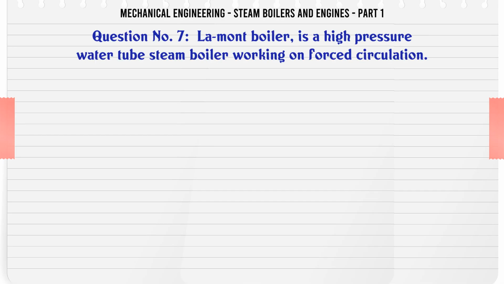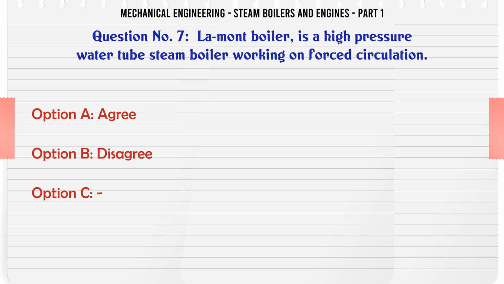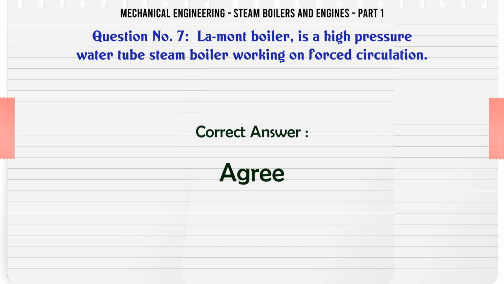Lamont boiler is a high-pressure water tube steam boiler working on forced circulation. A. Agree. B. Disagree. The correct answer is agree.